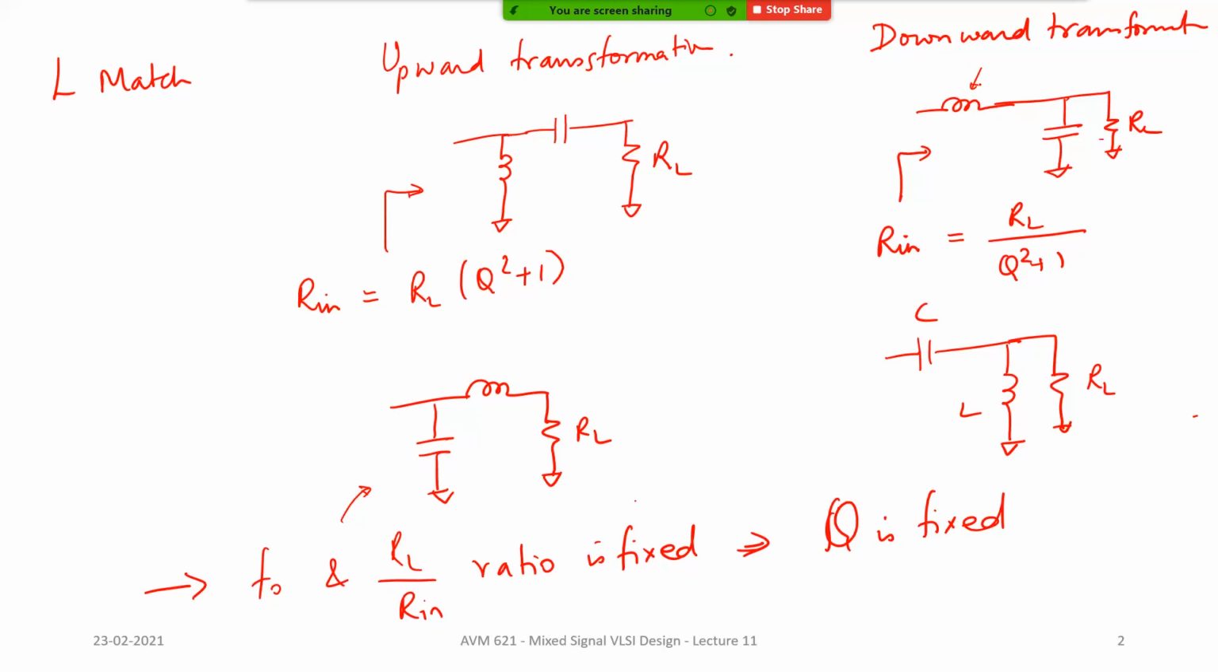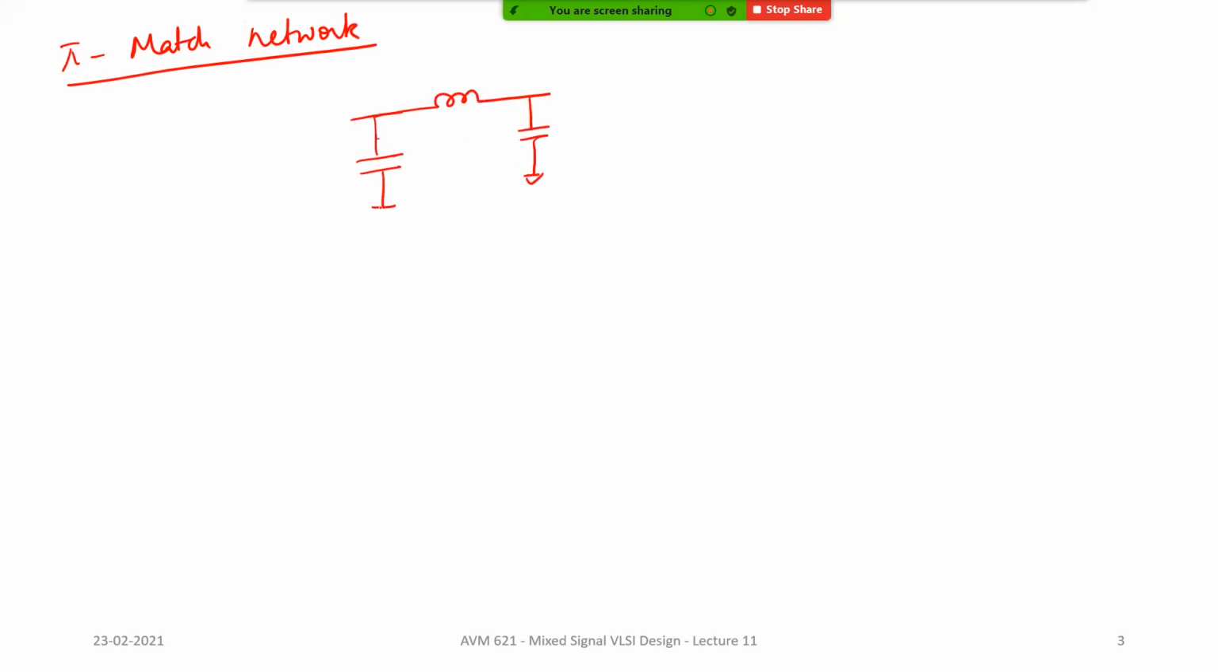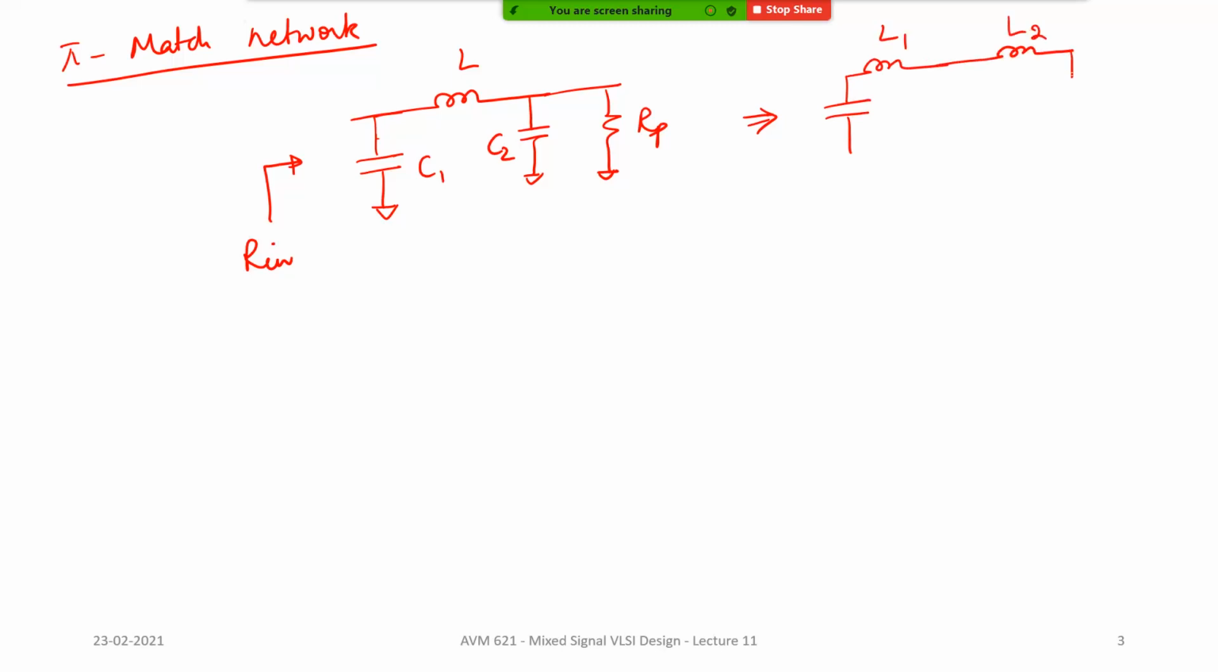Okay, and so on. Okay, so I introduced the concept of pi match networks. Okay, and I also mentioned that this can be understood as having, let's say this is the Rp, and let's say this is the Rn. All right. So this has an L, C1 and C2, and this can be understood as what? Two separate L match networks. So this L is decomposed into two inductors, L1 and L2.